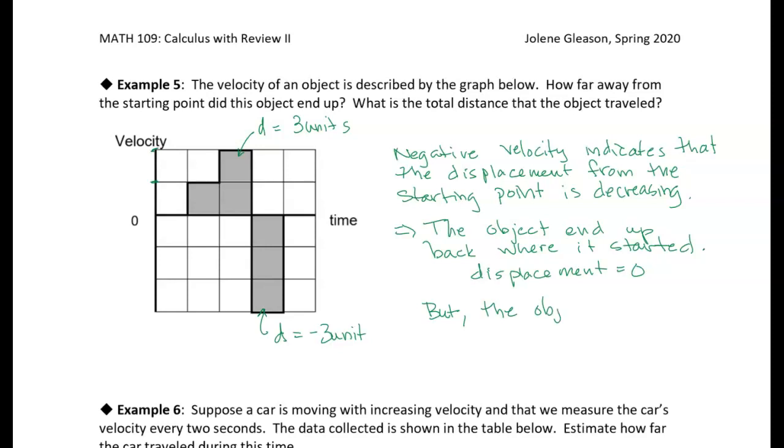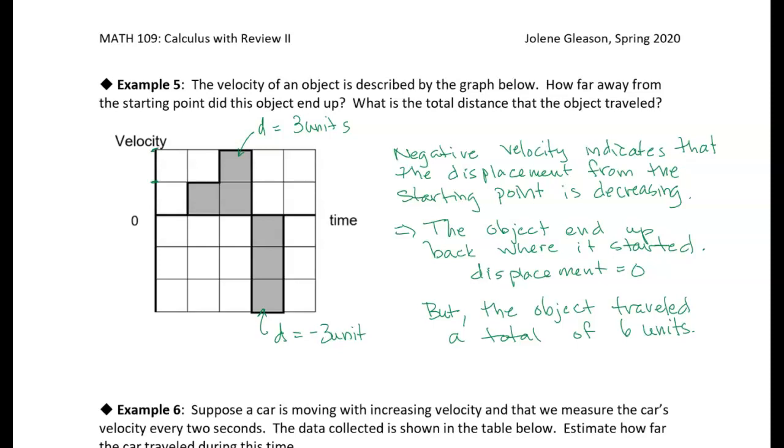So the object traveled a total of 6 units, whatever the units are for distance here. So even though the displacement is 0, right? The displacement is your distance from your starting point, but the distance is 6 units. So this example just illustrates the difference between displacement and distance.